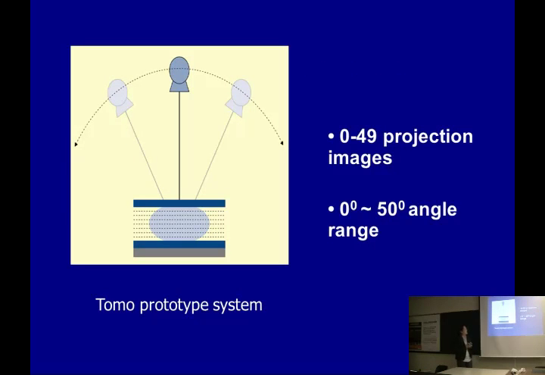So the tomosynthesis prototype is similar, just an upgrade of the traditional system. Before, you were taking the picture from the top; now you can make it rotate. You can rotate with a limited view to acquire multiple projections.